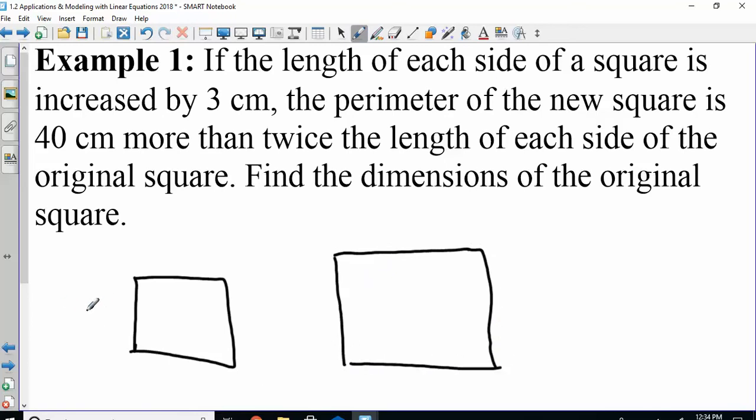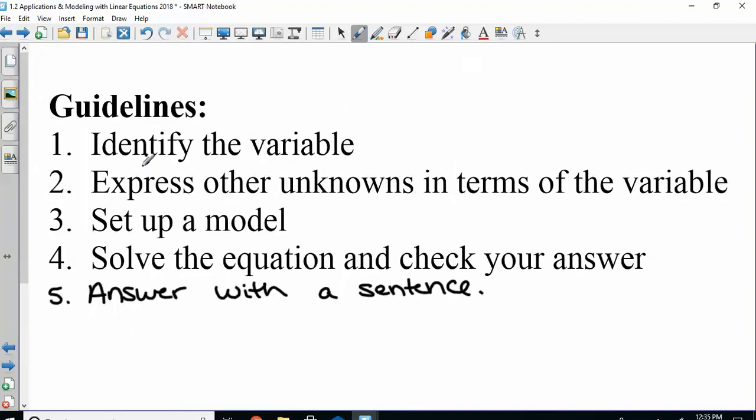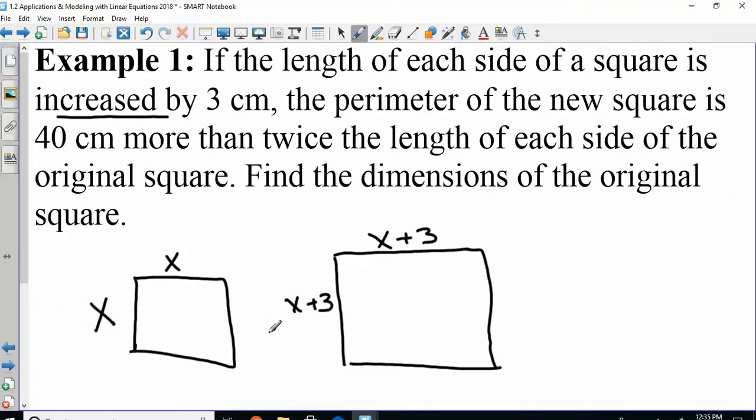Now, I don't want to come in and say this is side X and this is side Y because that's 2 variables. We don't want 2 variables. So we back up. We didn't know the side of the original square. So if I call that X, it is increased by 3. So what does that mean? All right. We just did step 1 and step 2. We identified our variable. Whether you tell me in words or you draw a picture and label it, that counts. We put everything in terms of that same variable. Now we're ready to write an equation.